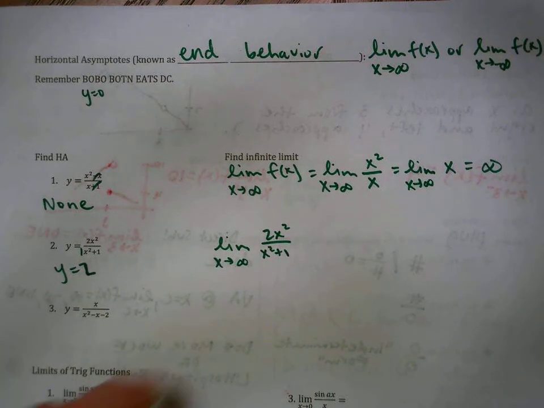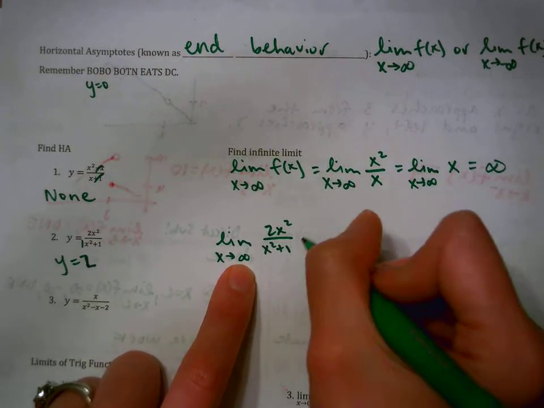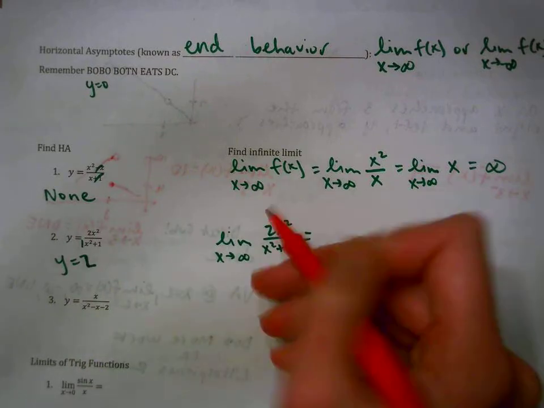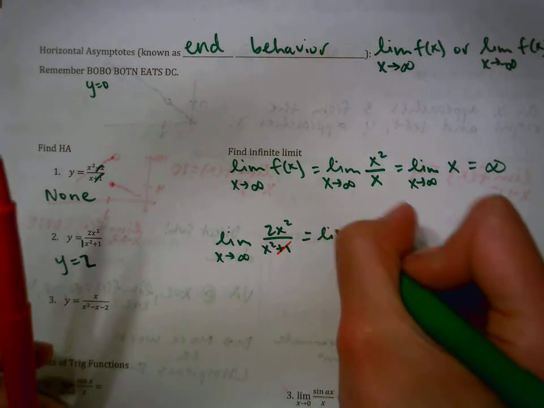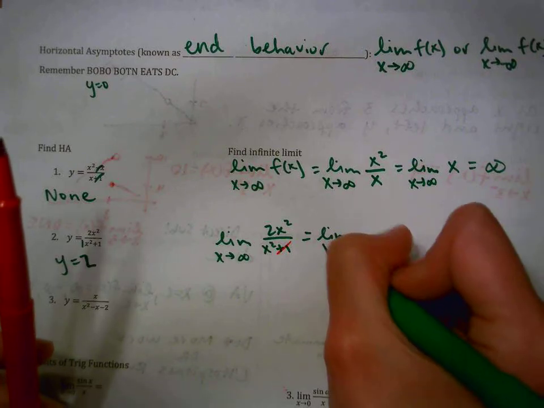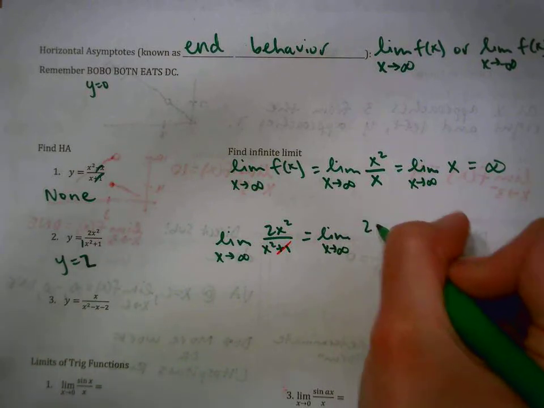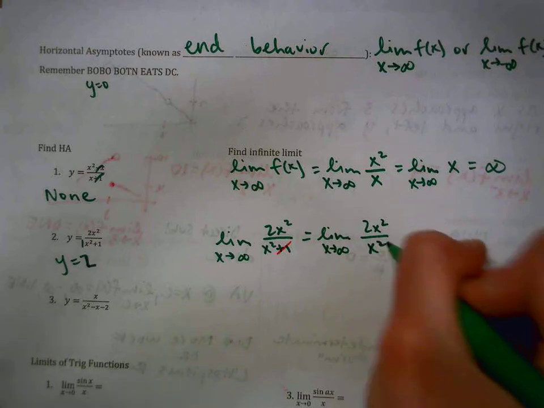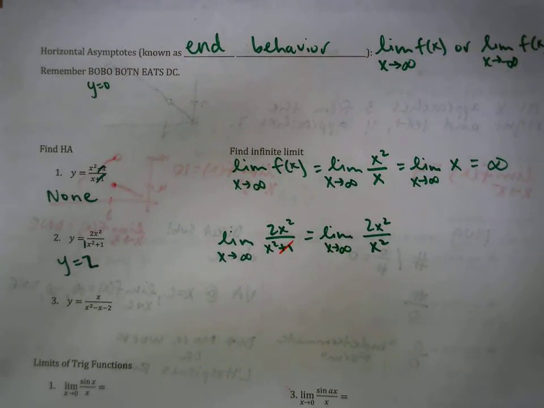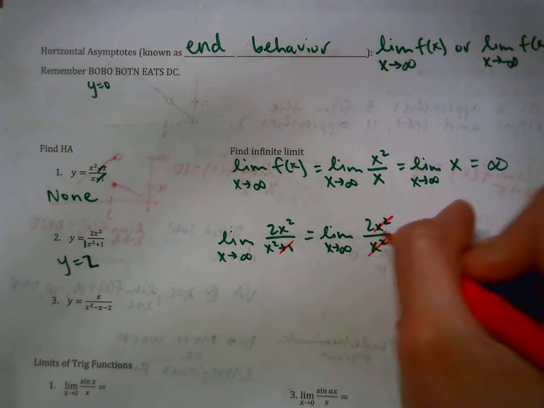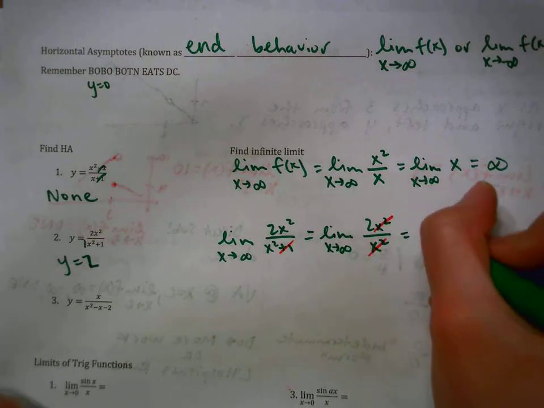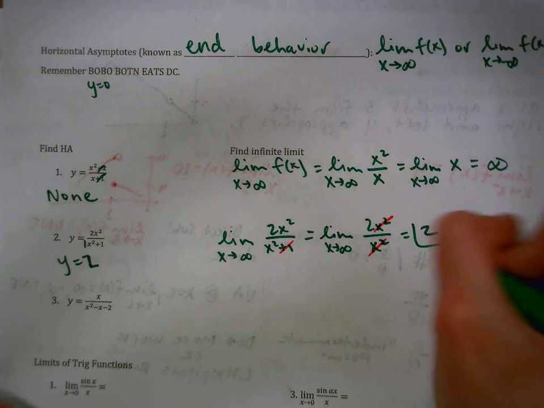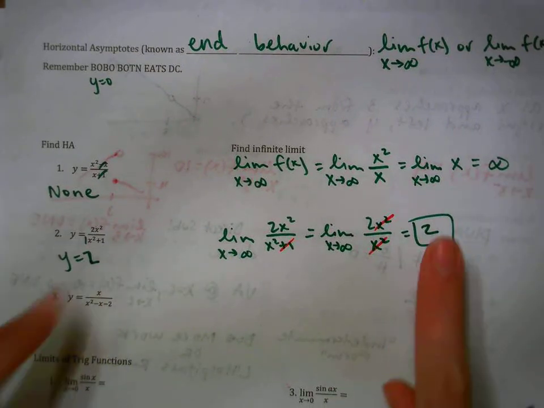So again, if you're approaching infinity or negative infinity, you can cross off everything but the largest terms on top. So then you're left with 2x squared over x squared. Because these are the same, they're going to cross off, and you're going to be left with just the coefficients. So then that equals 2 over 1, which is 2. So you notice those are the same.